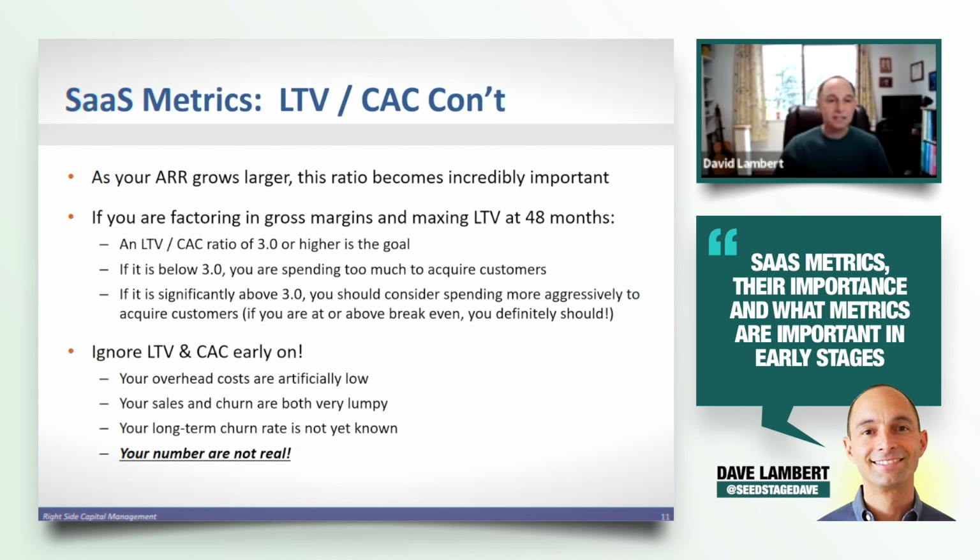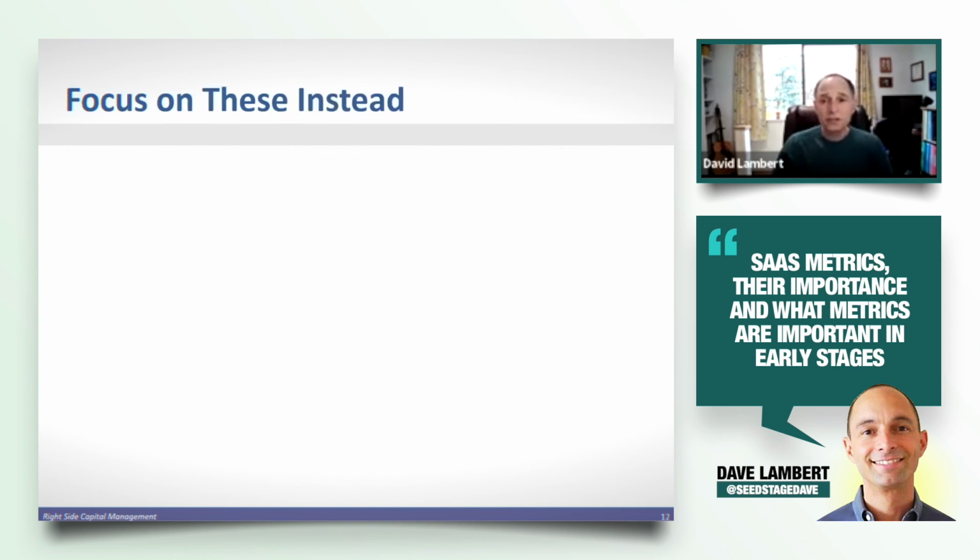They're not going to be the same as what they level out to being when you get to much higher ARR numbers. So start calculating them. Make sure you're doing it correctly. If they're wildly off, look under the hood and see what you need to deal with, but don't live or die by them at these early stages. So what should you do instead when you're a young SaaS company?